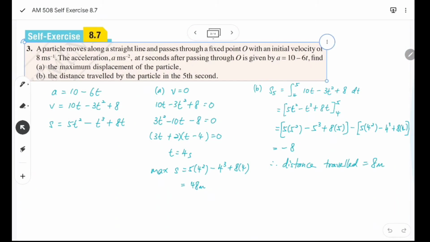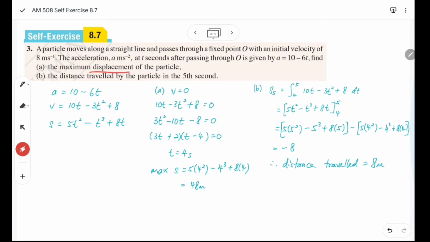So question number 3. A particle moves along a straight line and passes through a fixed point O with an initial velocity of 8 meter per second. The acceleration a meter per second square at t seconds after passing through O is given by a equals 10 minus 6t. Find (a) the maximum displacement of the particle. So from the acceleration, we need to find displacement.